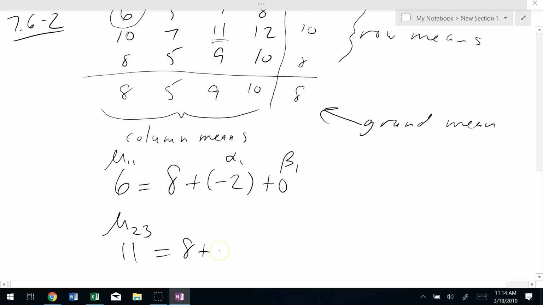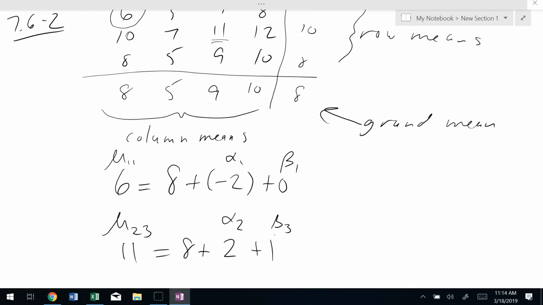The grand mean again is 8. The overall mean is 8. What did we say the row effect was for that row? 2. And the column effect was 1. Right? That was our alpha 2 and our beta 3. And does that equation work? Yeah. Does that make sense? So that's where the row and the column effects are coming in.